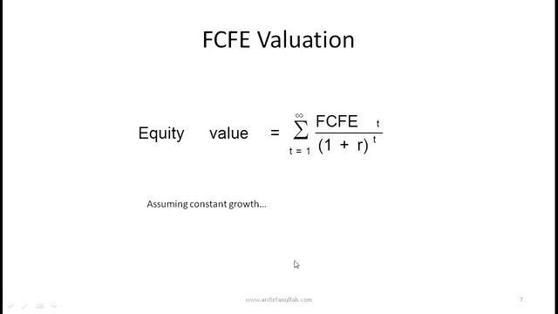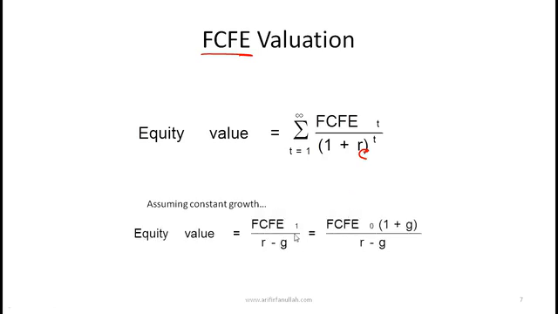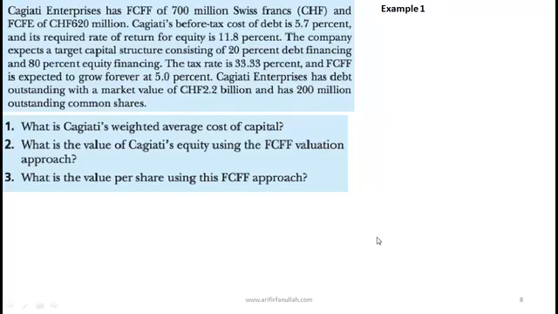Okay, now let's do the free cash flow to equity calculation another way. You can also calculate equity value by taking the present value of all the free cash flow to equities and discounting at the cost of equity. Assuming constant growth, what will we do? Then it is simply free cash flow to equity for year 1 divided by R minus G. What is this R? Yeah, that's the cost of equity. So this is fairly straightforward.